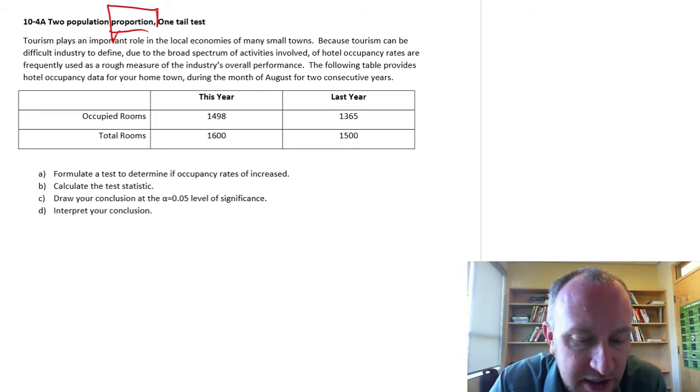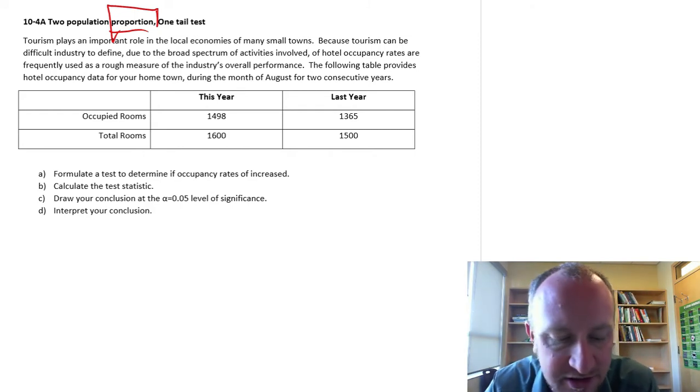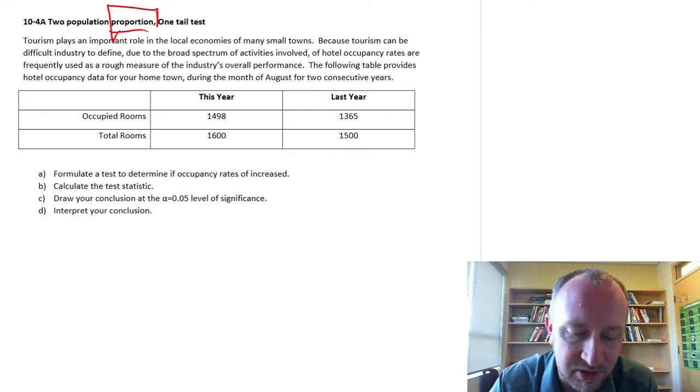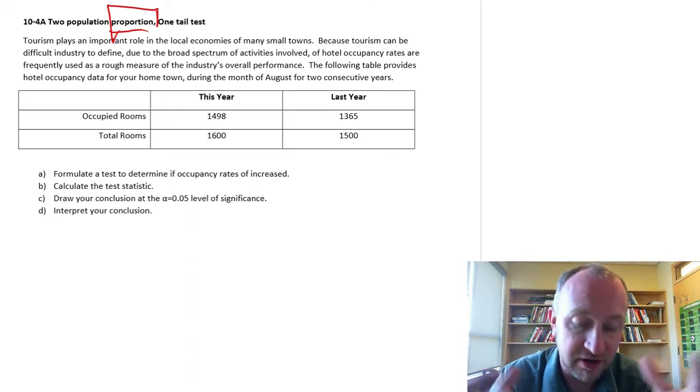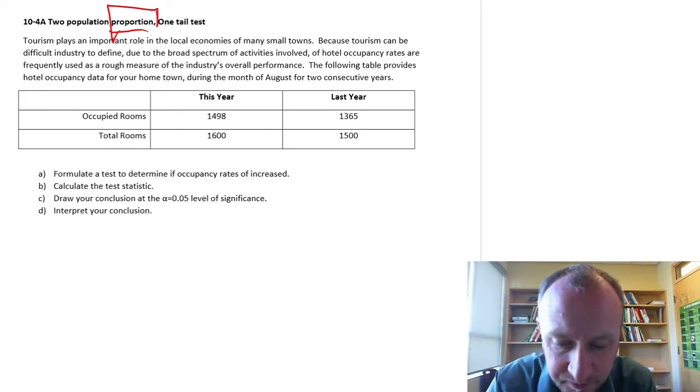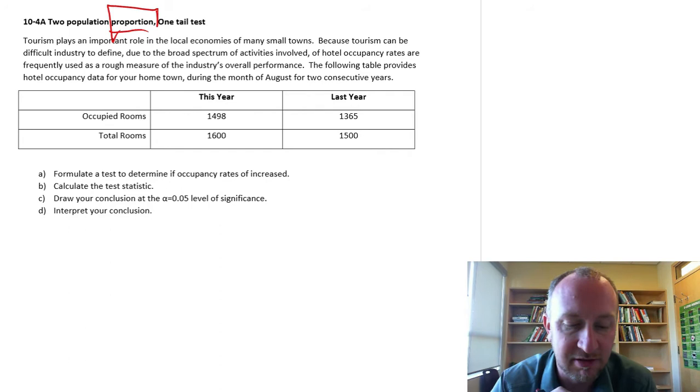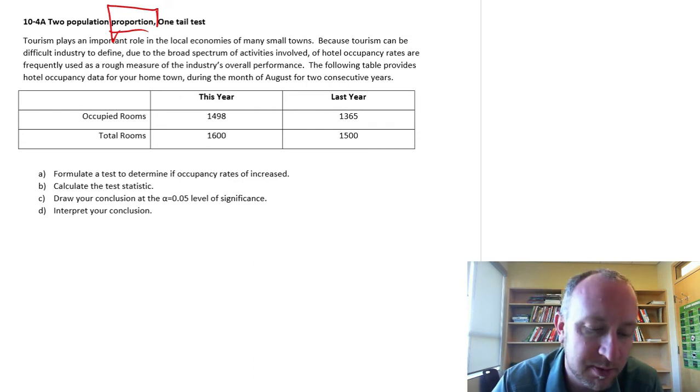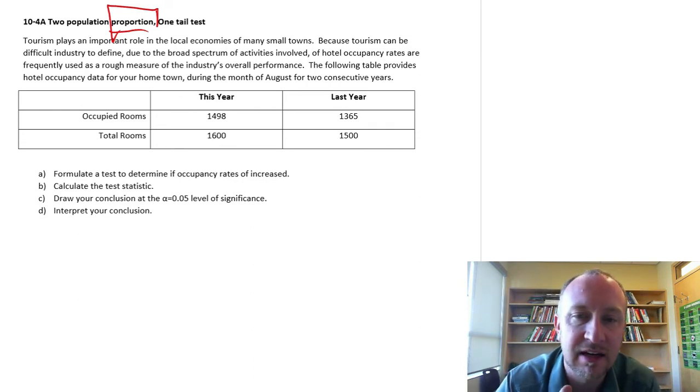Tourism plays an important role in local economies of many small towns. Because tourism is a difficult industry to define due to all of the different activities involved under the umbrella of tourism, hotel occupancy rates are frequently used as a rough measure of the industry's overall performance. The following table provides hotel occupancy rates for your hometown during the month of August for 2 consecutive years.